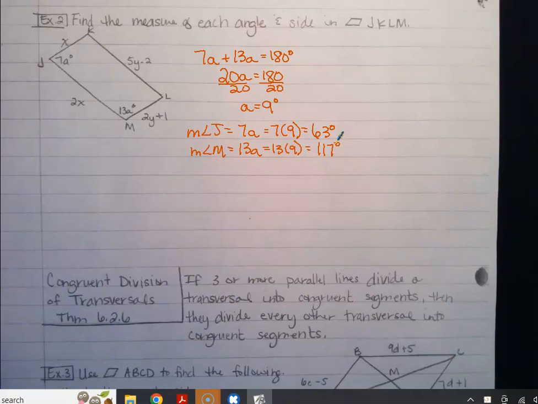Well, now you know angle K and angle L. You got it. So we could also say, the measure of angle L is what? 63 degrees. Measure of angle K is 117. Okay, and we can find those because we know opposite angles. That's that theorem where opposite angles are congruent. Okay, so we can use that one. Perfect.